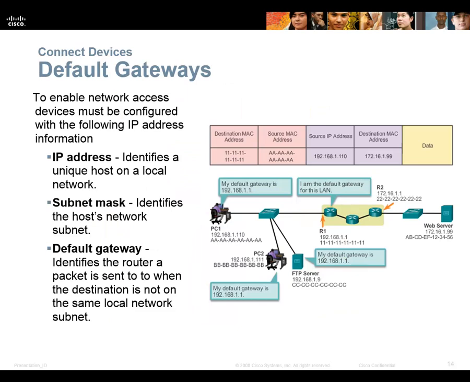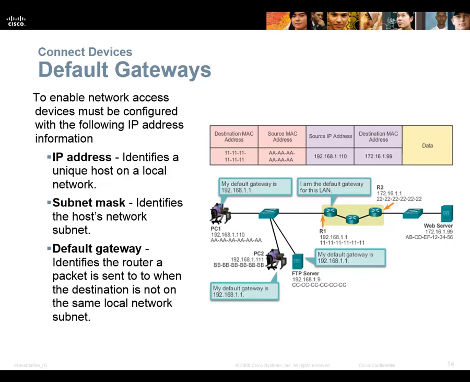So to enable network access, you have to have a default gateway. First of all, the IP address identifies the unique host on a local network. The subnet identifies the network subnet. Remember, for a /24, if we were to spell that out, that would be 255.255.255.0. For simplicity, a lot of the stuff that we're going to talk about is going to be just Class C networks. But remember, you could make this work with different ones based on how you were subnetting.